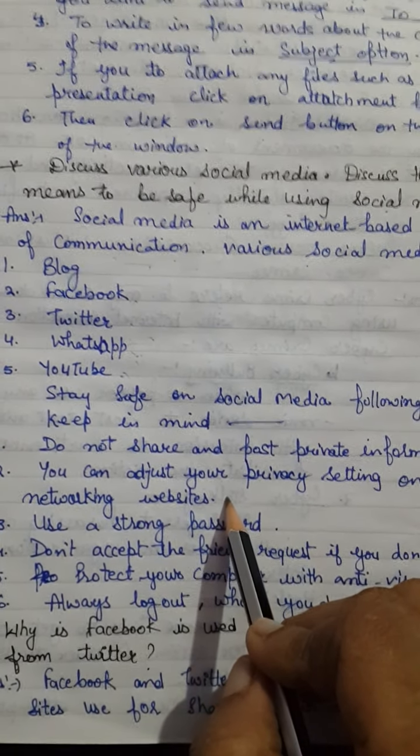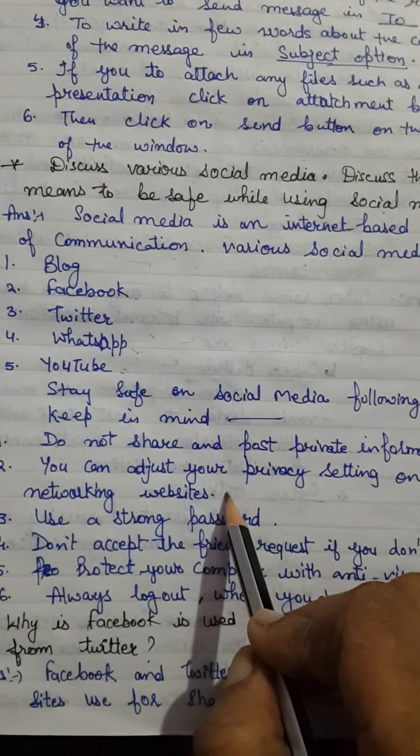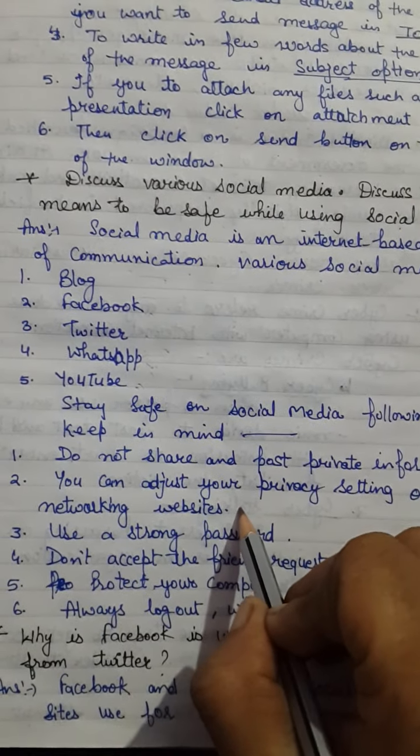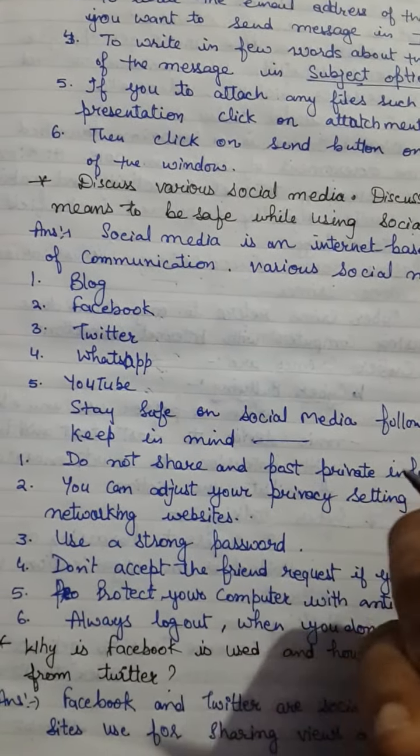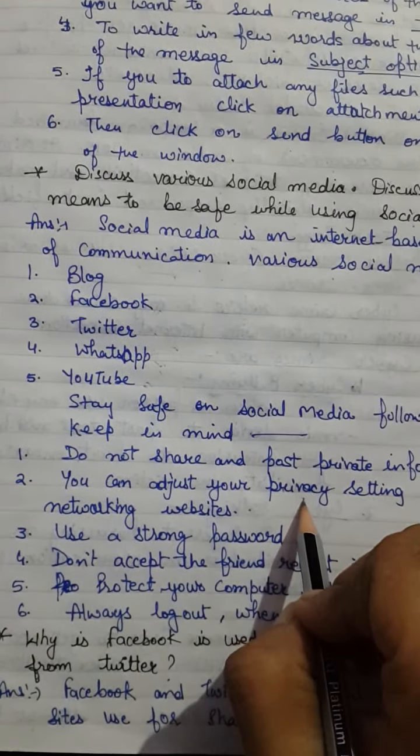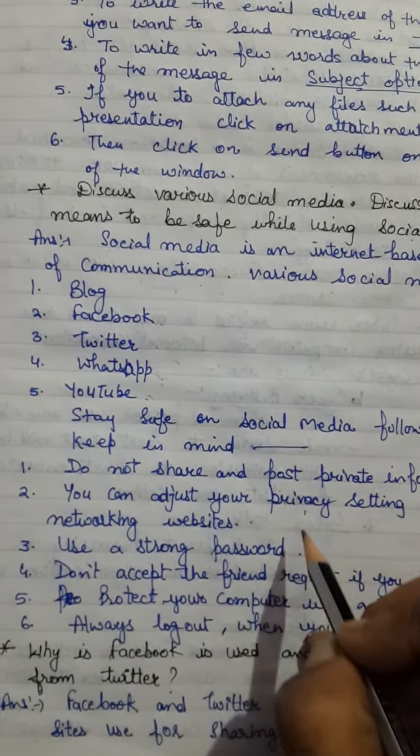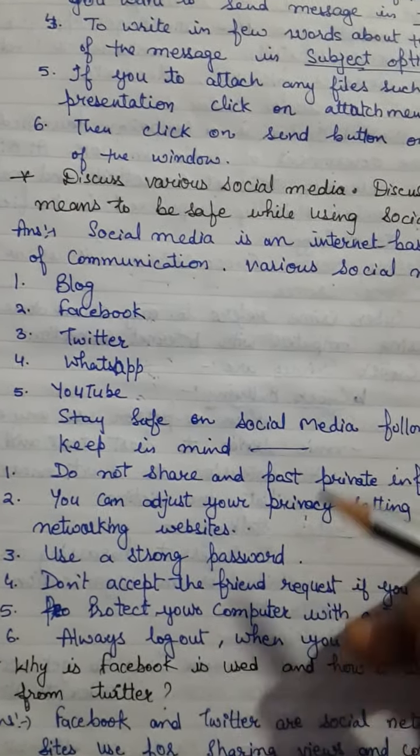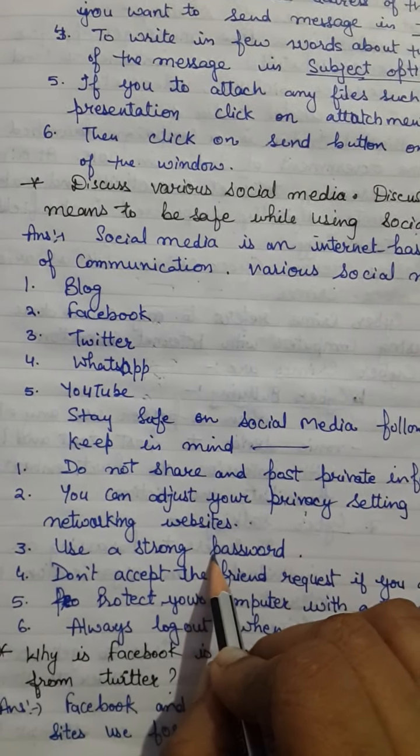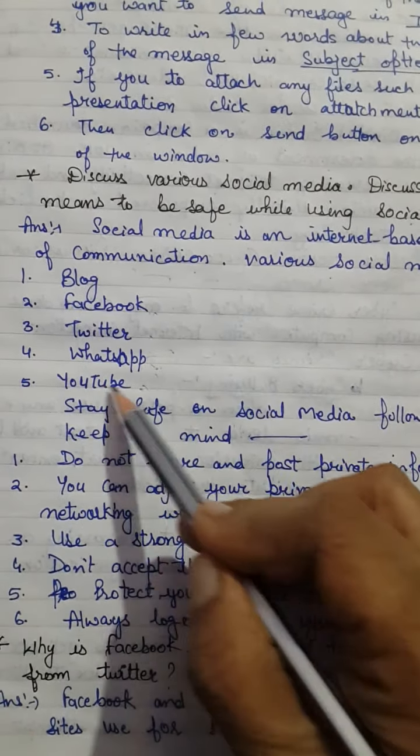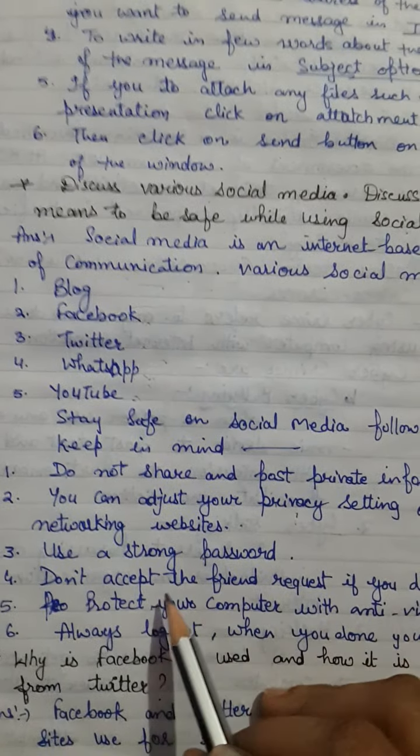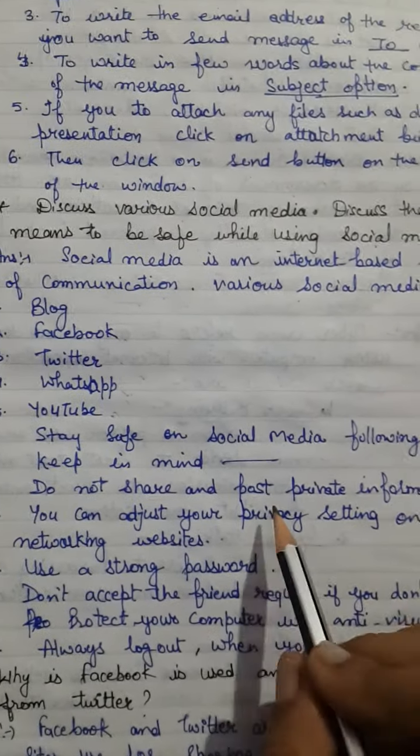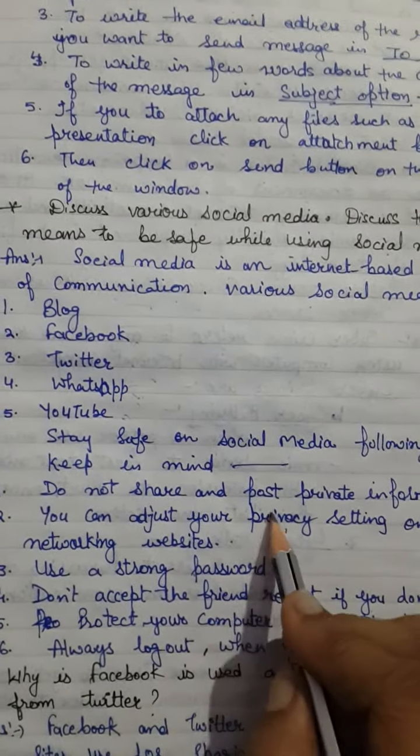Sometimes you don't know how to set the privacy settings, who can accept your friend request, or who can send you mail, and you receive all types of mails, because you don't know about the privacy settings. Adjust them, and don't accept friend requests from unknown persons. Next, use a strong password when you use these types of social media sites. And don't accept the friend request if you do not know the person. Yes, I already gave the message in this point.